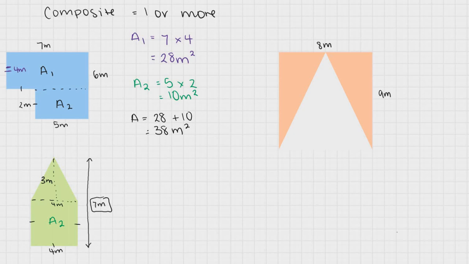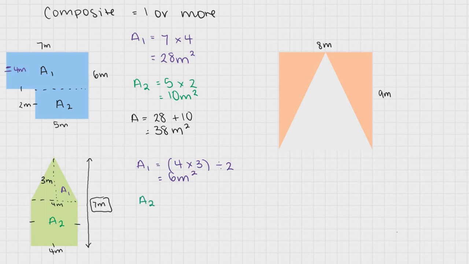Now, it doesn't matter which order you do these in, you just have to take your pick as to what's area 1 and what's area 2. So the height of my triangle is 3, the base is 4. Now for a triangle, we need to remember that's base times height, so 4 times 3, then divided by 2. And that's going to give me an area of 6 meters squared, because 4 times 3 is 12.